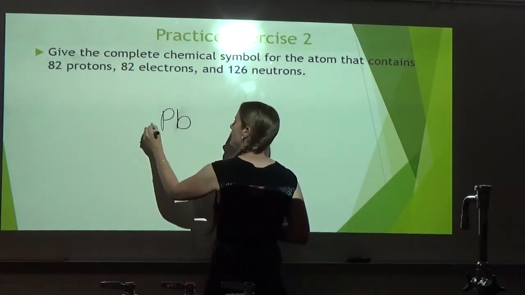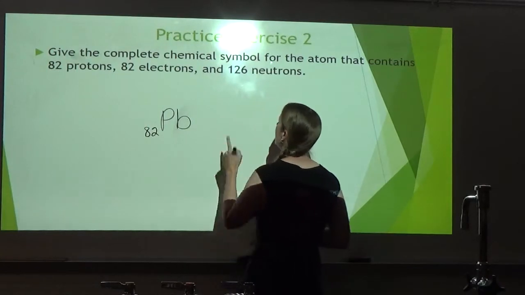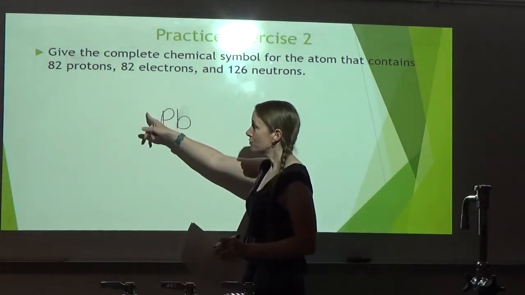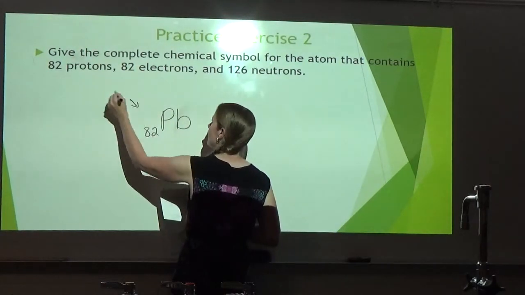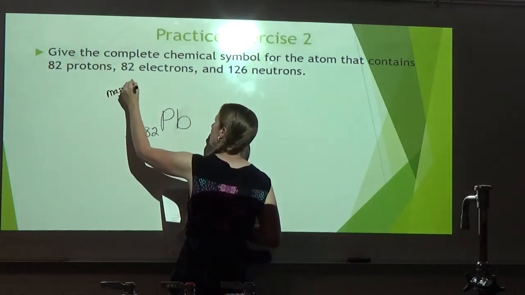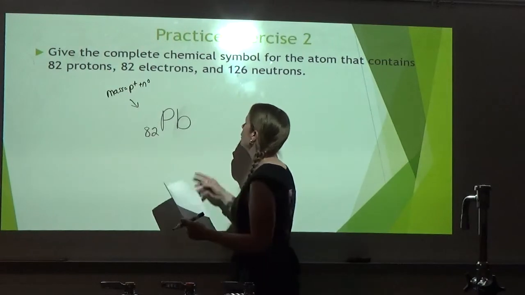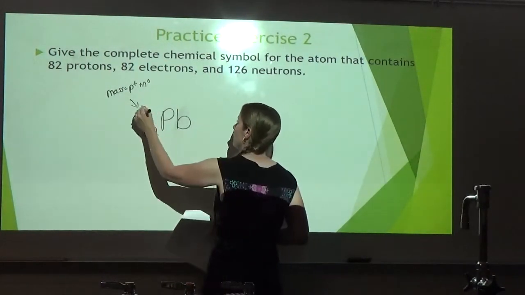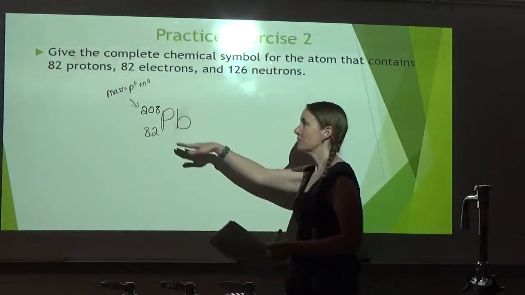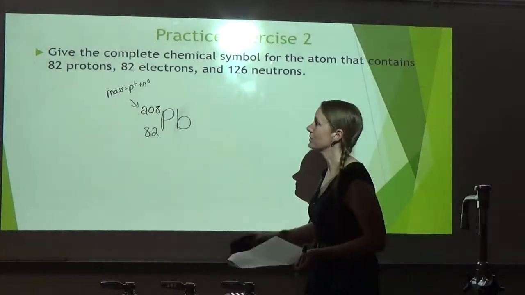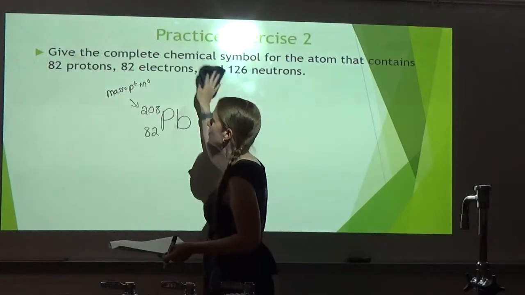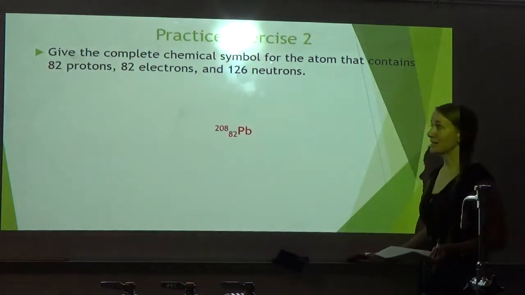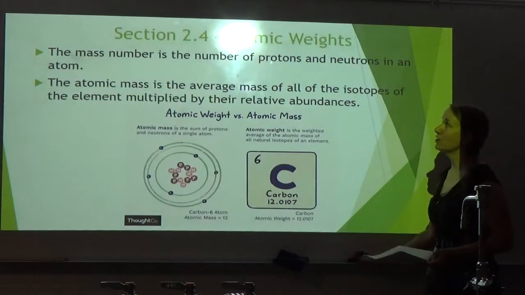Alright, so since it has 82 protons, I'll put my 82 down here. It has 126 neutrons. Now, you don't put neutrons right here, you put mass. Mass is protons plus neutrons. So I need to do 126 plus the 82, and that gives me 208. And so there's my complete symbol, superscript and subscript. Okay, so make sure you don't accidentally just put neutrons on top. That happens sometimes. You've got to do the whole mass, which is the whole nucleus, protons and neutrons.